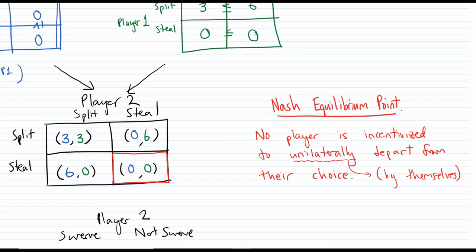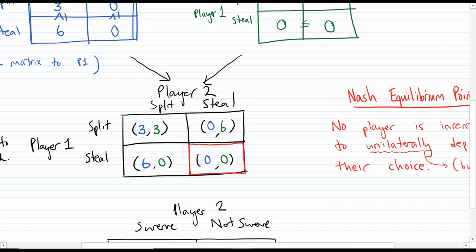So let's see why this highlighted box is a Nash equilibrium point. Say we're player one. The game has just gone steal, steal. Are we incentivized to move from stealing to splitting? Well, that would move us from this outcome of 0-0 to the outcome of 0-6. Notice that that doesn't benefit us at all. Thus, we're not incentivized to switch to split if we just had a round of steal-steal.